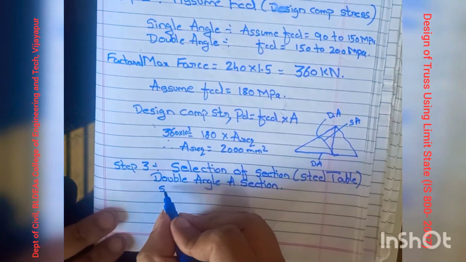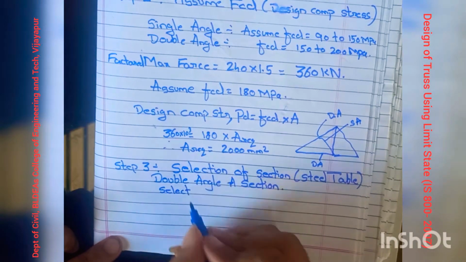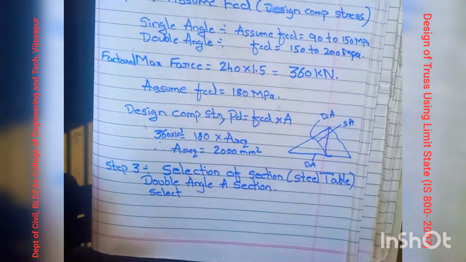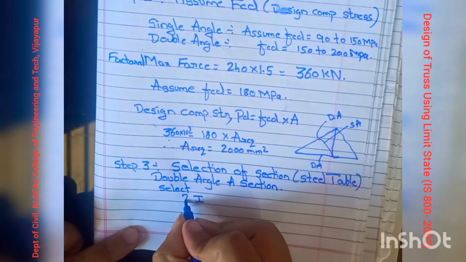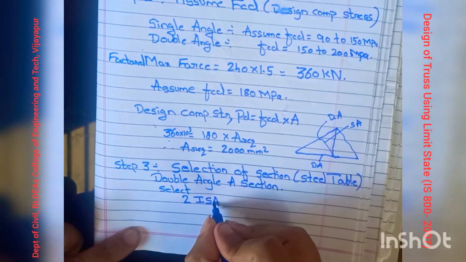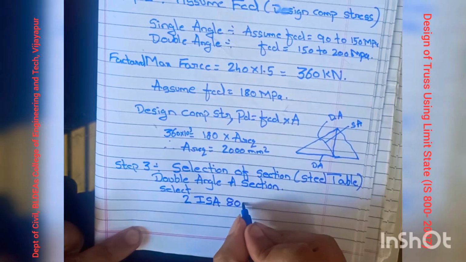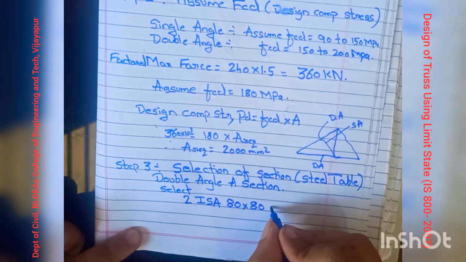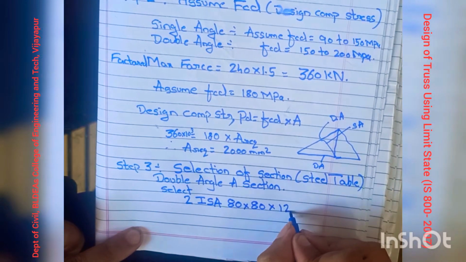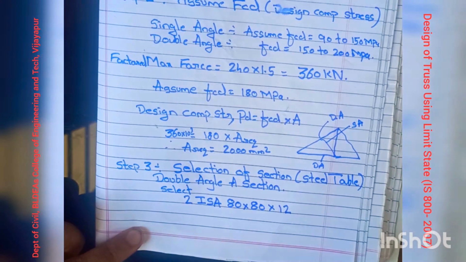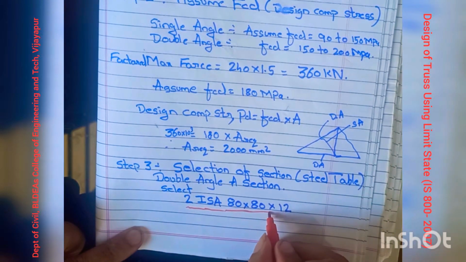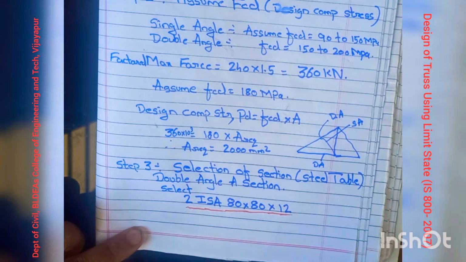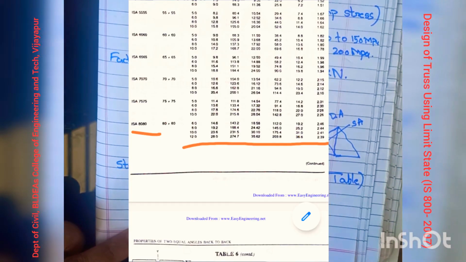Let us select 2 ISA 80 80 12. So this is the section which we are selecting. The details of this are given in the steel table.